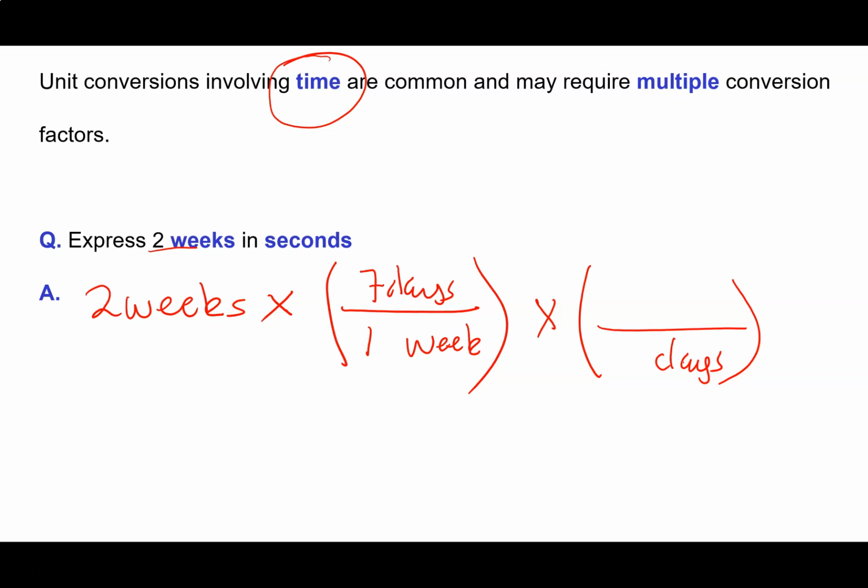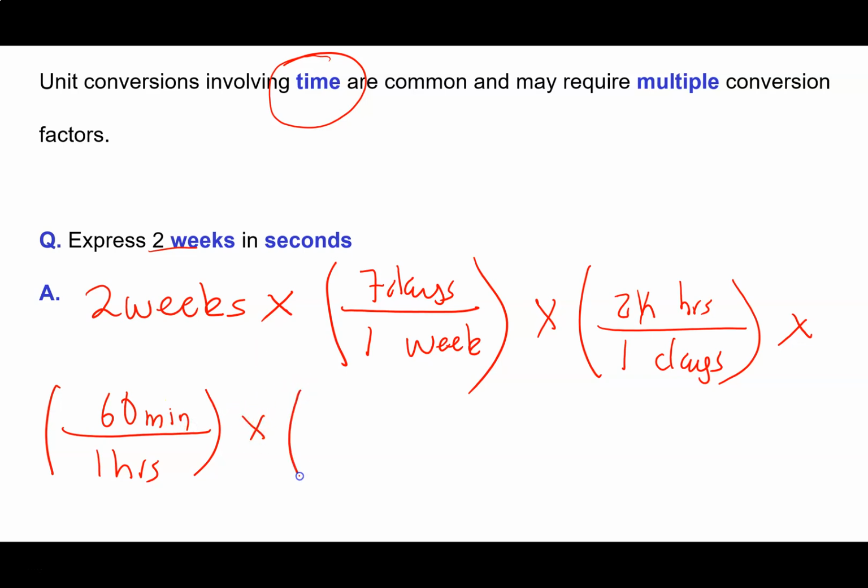Most people would know that in 1 day there are 24 hours, and then we would go again. We'll put hours on the bottom, and most people would know that there are 60 minutes in 1 hour. We're still not where we need to be. Then we would go again, and we want minutes on the bottom, and most people would know that there are 60 seconds in a minute.